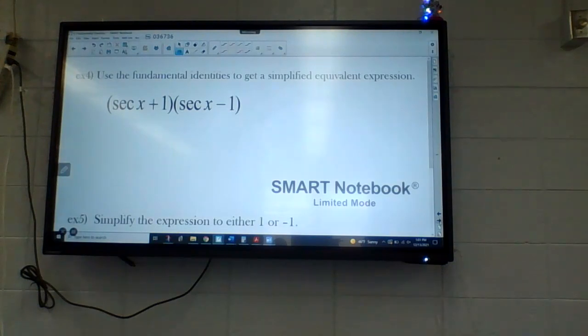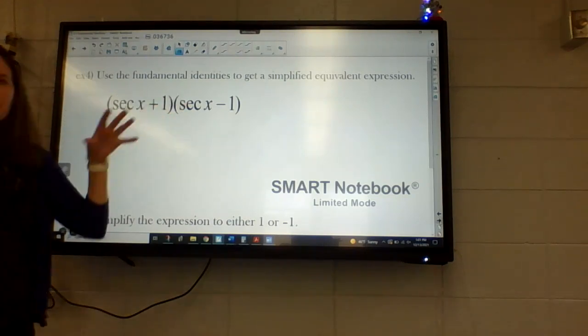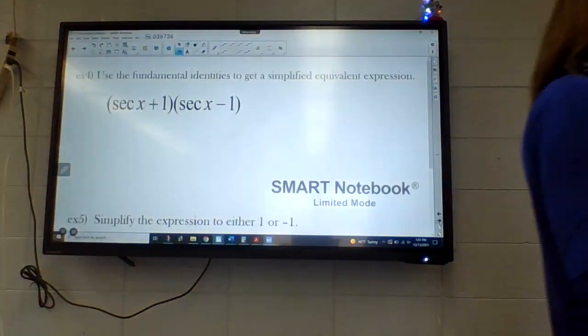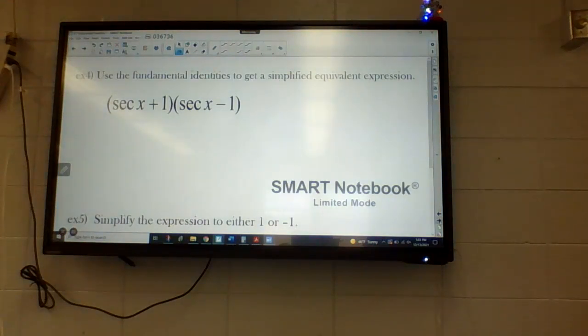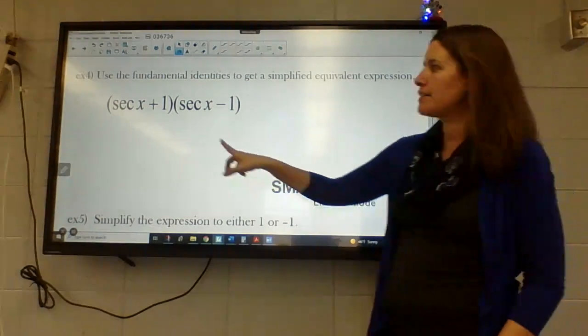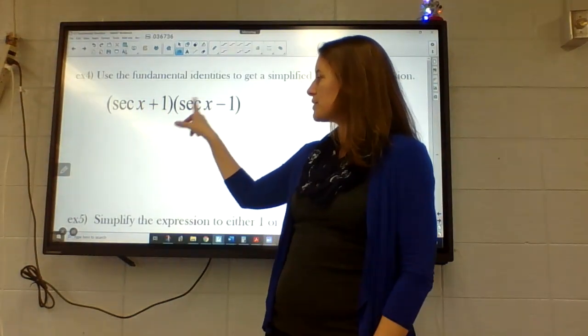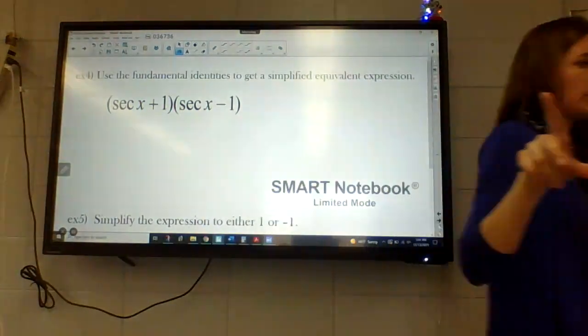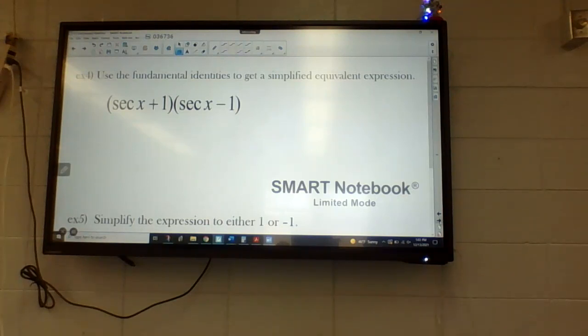Now, this next one is trying to rely on your algebra skills a little bit. This problem should start giving you ideas about what you know about something that looks like this, because this is something we see pretty often, we've just never seen it with trig. We don't have anything that has secant plus 1 or secant minus 1. So right now, those Pythagorean identities aren't going to be very helpful for that.